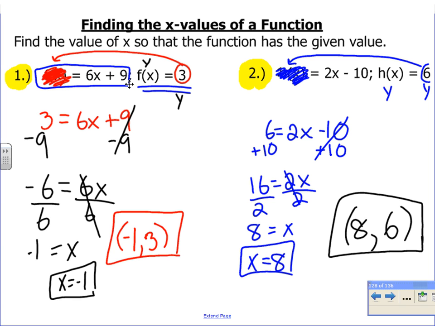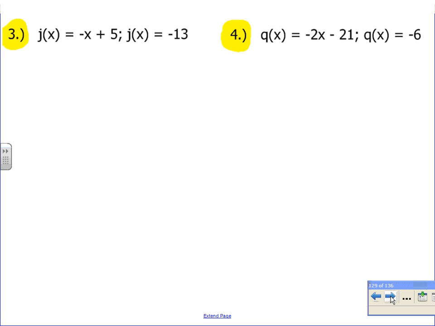Okay, if you have questions, pause the video. If you would like a little bit more practice, there are examples 3 and 4 on here. Mrs. Ankeny will go over them with you if you need additional practice.